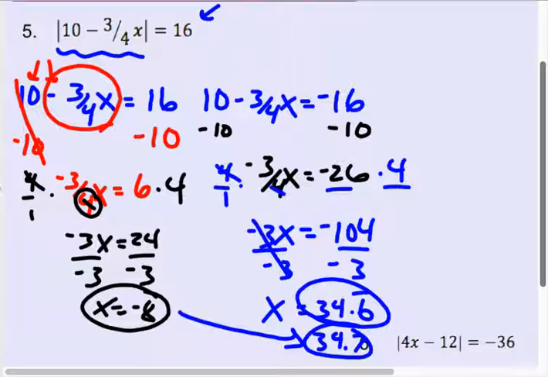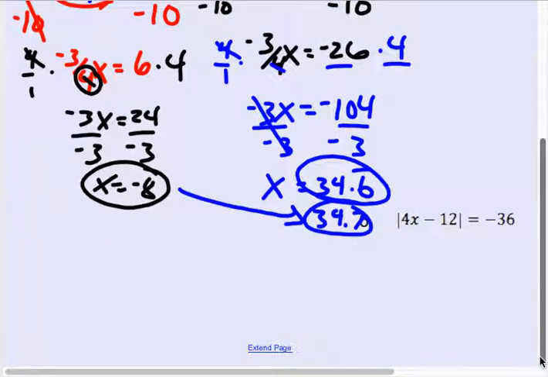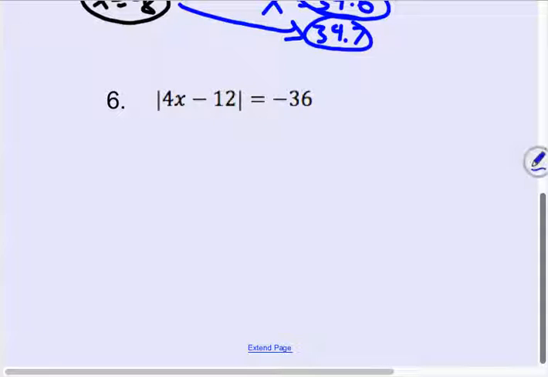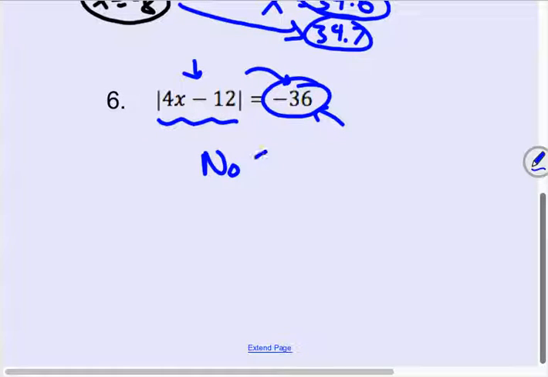So let's try this one now. Give ourselves a little room. Okay, absolute value is isolated. It's equal to negative 36. Can I ever take the absolute value of some number and have it equal a negative number? No. If this was positive 36, I'd break it up into the two equations right away. But being it's equal to negative 36, no solution.